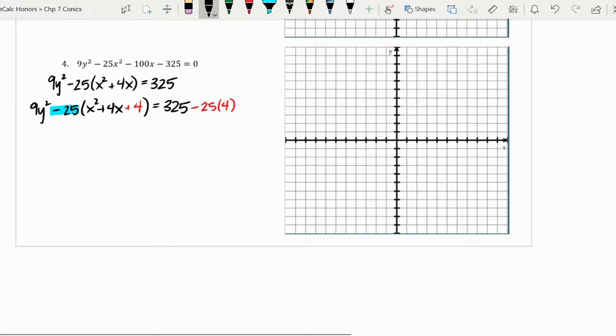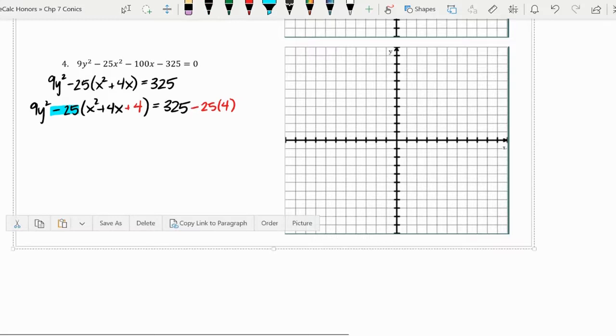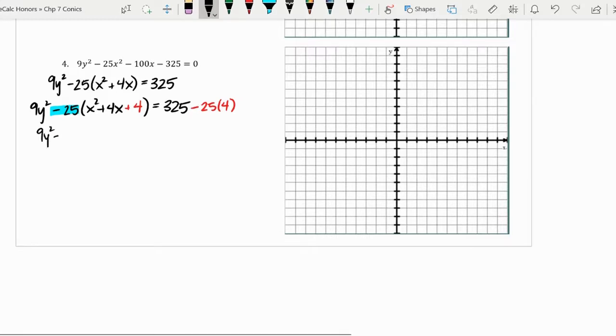And now I'm going to factor what I can on the left. So I've got 9y squared minus 25. Here is why we completed the square, so I can factor this, equals 225. Finally, to get our standard form, I'm dividing everything by 225, so we have a 1 on the right side.